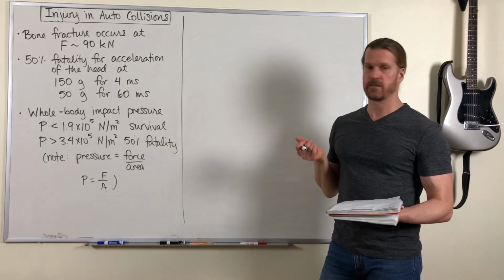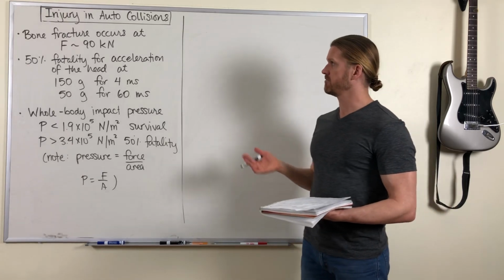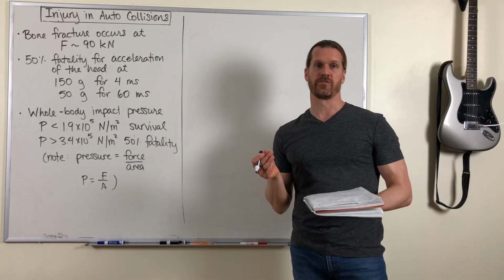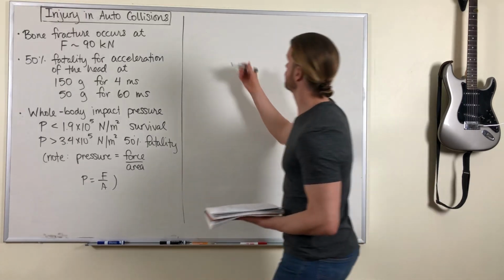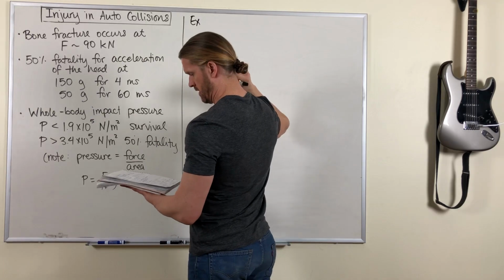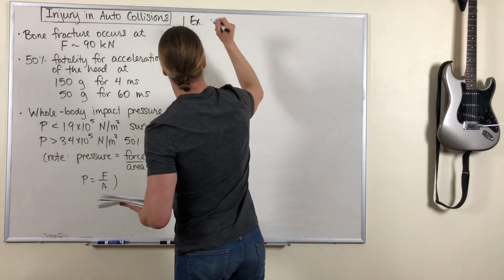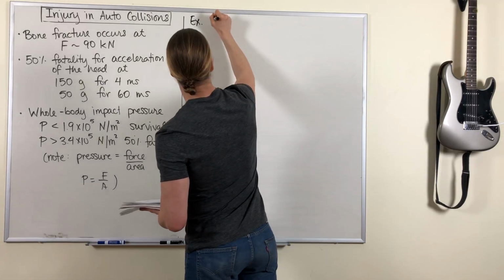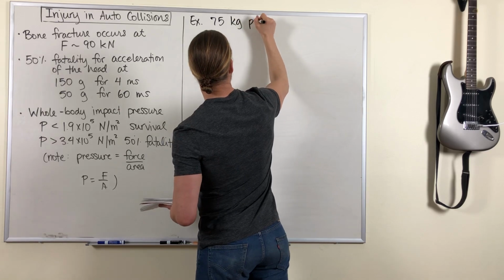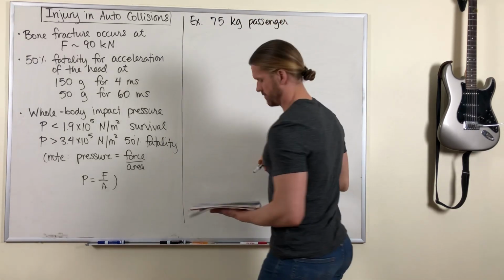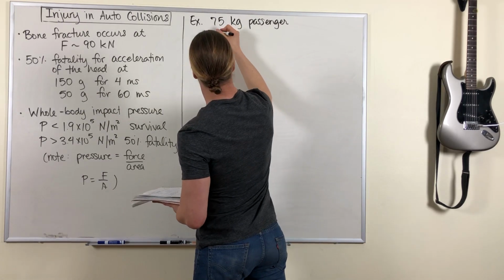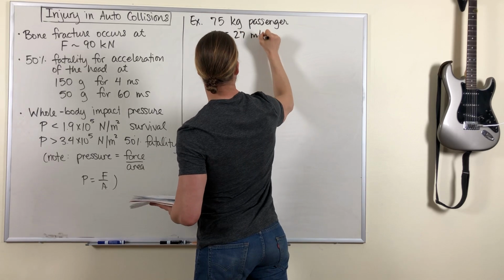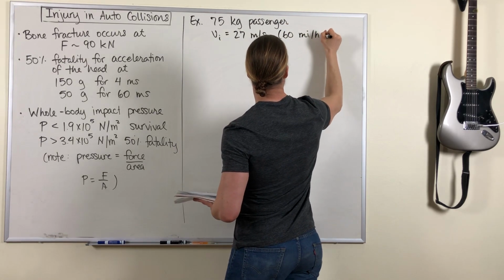So let's analyze a particular collision and see what values we get for the force, acceleration, and pressure on a rider, and then talk about what can be done to improve the safety of a car. So let's have a 75 kilogram passenger in a car and they're not wearing a seatbelt. They are initially traveling at 27 meters per second, which is about 60 miles per hour.